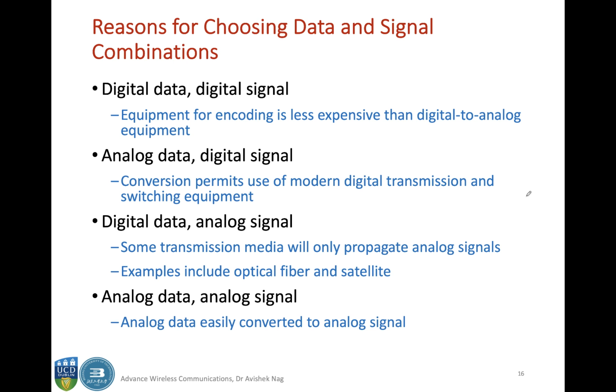So as I said, there are two types of signals, analog and digital, and then there are two types of data, analog and digital. So 2 cross 2 gives you four possible combinations. So we can have digital data over digital signal, we can have analog data over digital signal, and then we can have digital data over analog signal, and then analog data over analog signal. And depending on the combinations, each of them has some advantages and disadvantages, as mentioned briefly here.